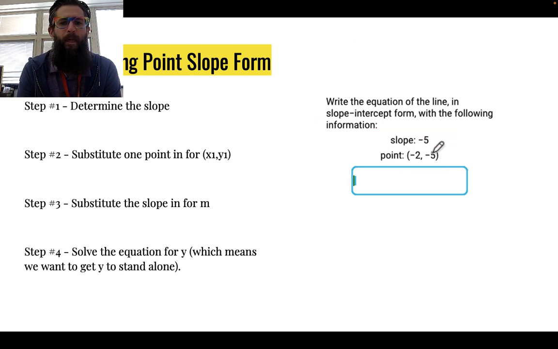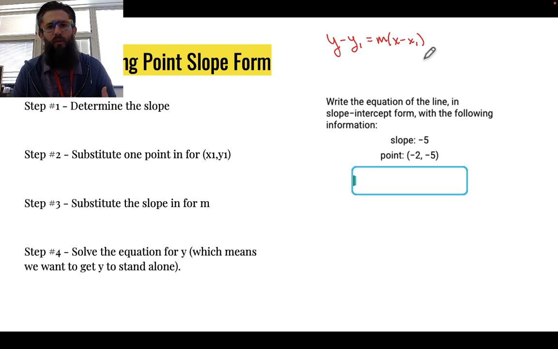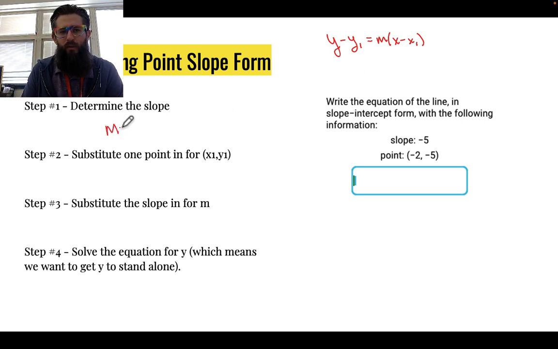Okay, now for my last problem, I'm going to put our point-slope form up here: y minus y1 is equal to m times x minus x1. As you're doing this work, I hope it's getting a little bit clearer what steps we take. First thing we want to do is define our slope.